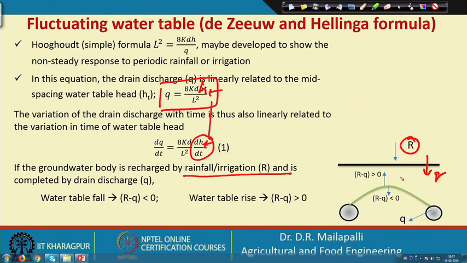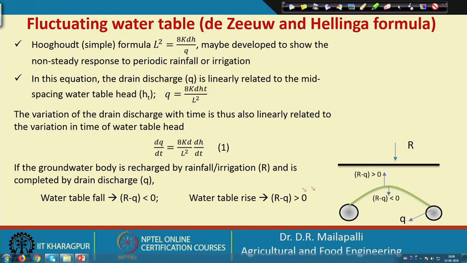That means water is adding, so the water table is going to go up. Whereas, if R minus Q is less than 0, that means the water table is going down. That means drainage is taking place through the drains, and the crop is taking its water as crop water uptake.